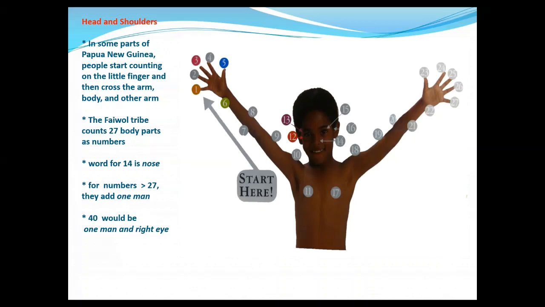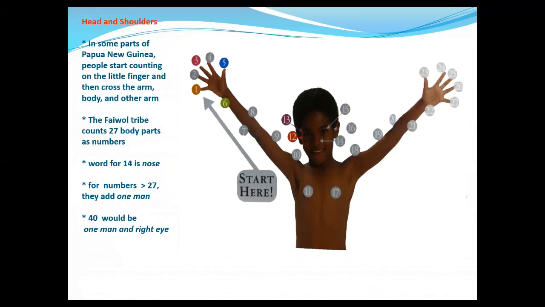Aside from base 20, some of the Papua New Guinea tribes use more body parts. In this picture, the eye is used to represent 13 and 15, and the nose is used to represent 14. This one is represented by 11 and 17. Based on this, they use base 27. If it's more than 27, it will be represented by a man.